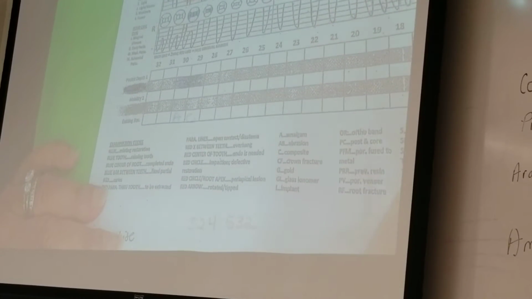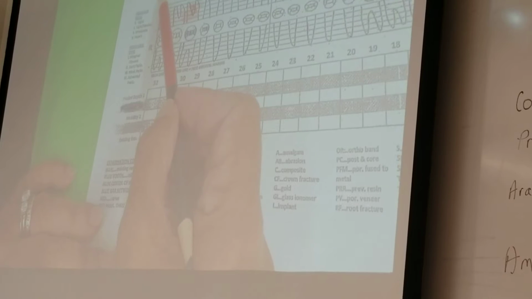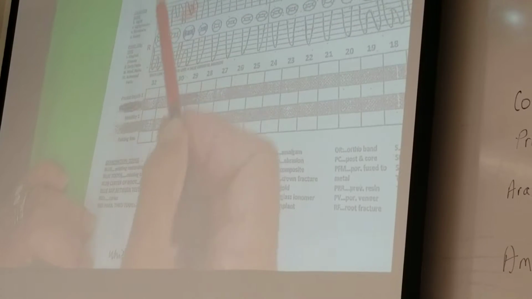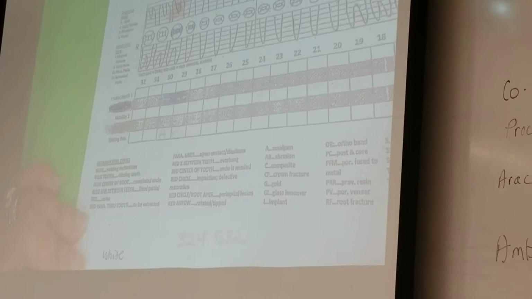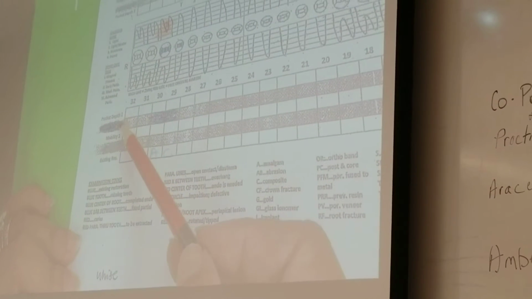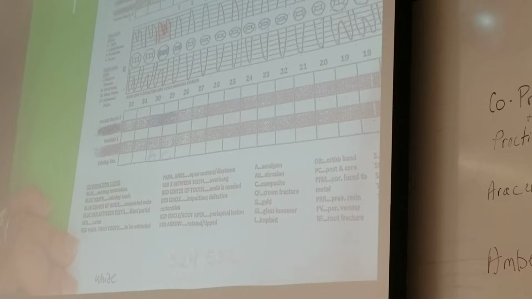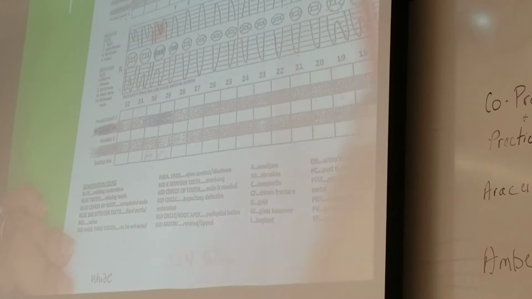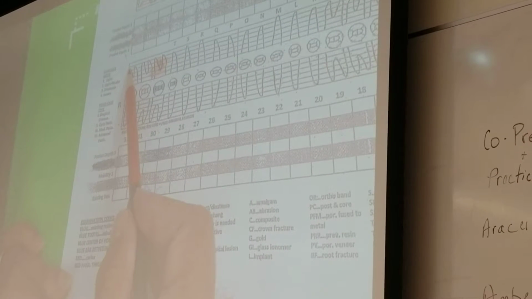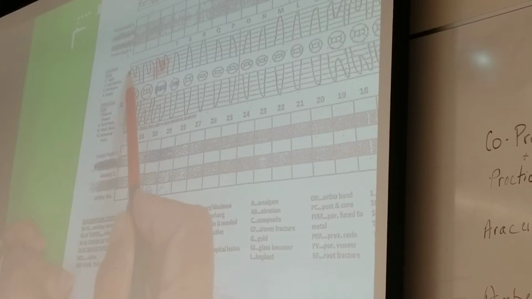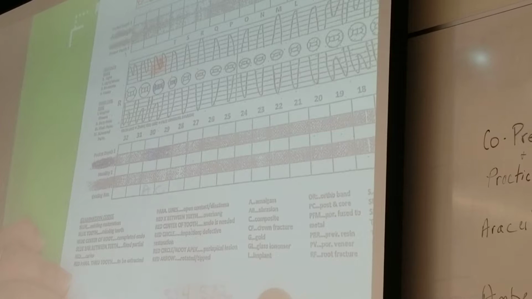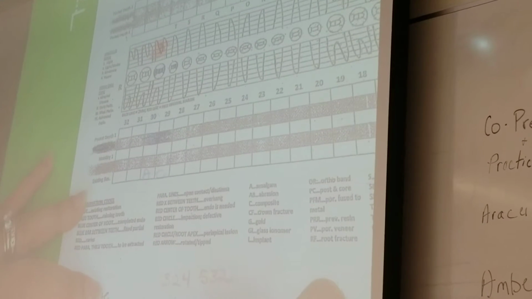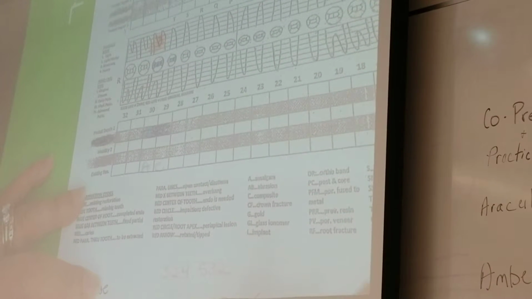We start out 1 through 16, 16 to 1, then where do we go? 17 to 32, or, yeah, 32 to 17 facial, and then 17 to 32 lingual, correct? Okay, so I said this is 26 and 27, and I'm gonna say lingual.